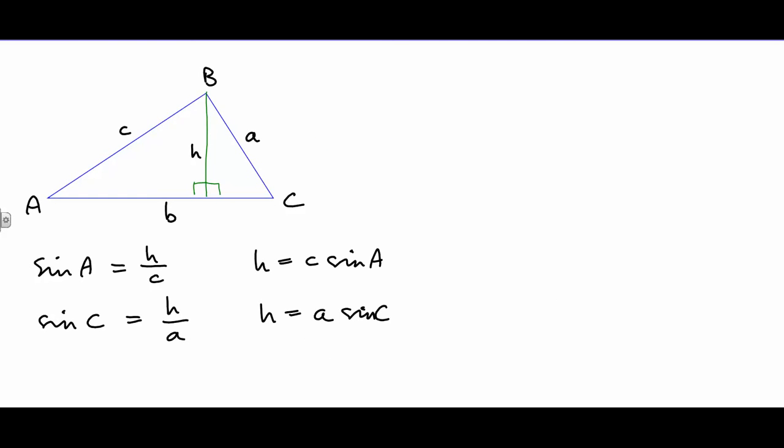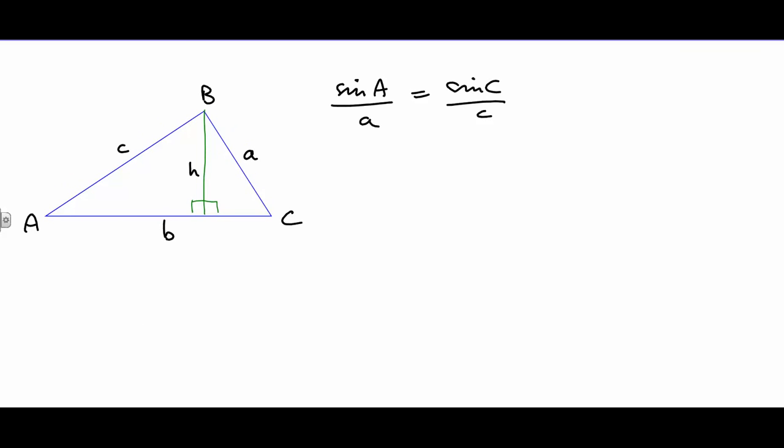So we can see that h is both c sine A and h is a sine C, so we have c sine A equals a sine C, and if we divide through by a and c, we can see that sine A over a equals sine C over c. So we have sine A over a equals sine C over c.